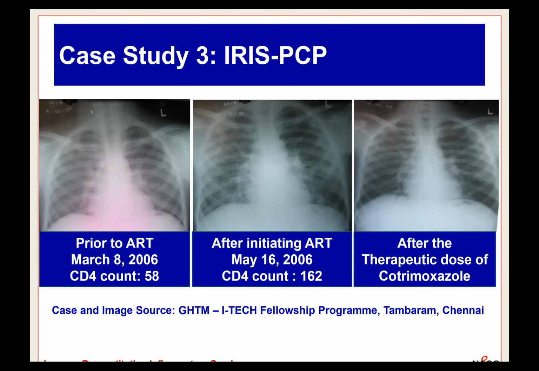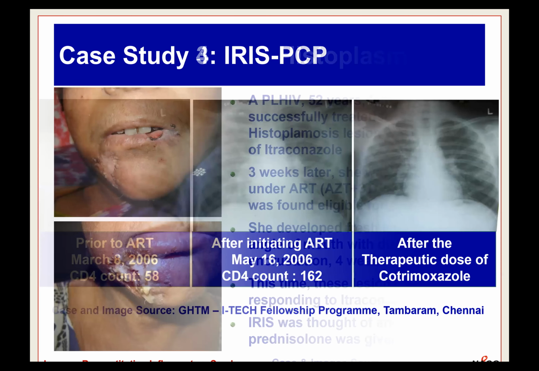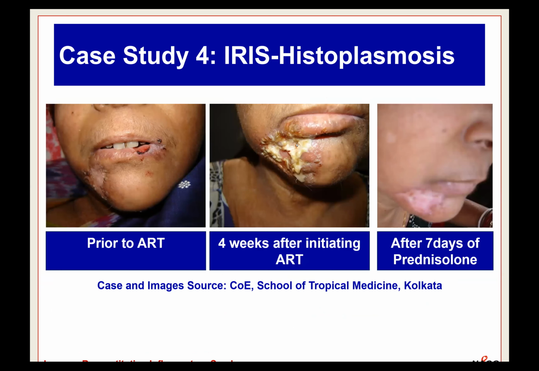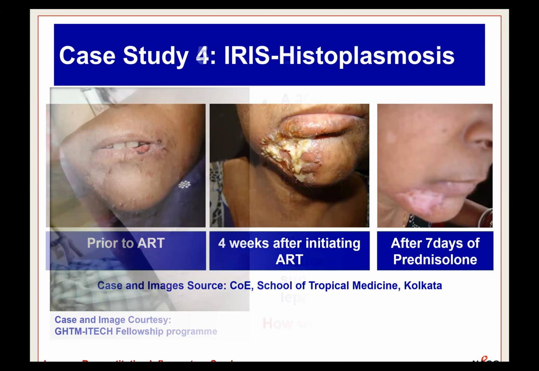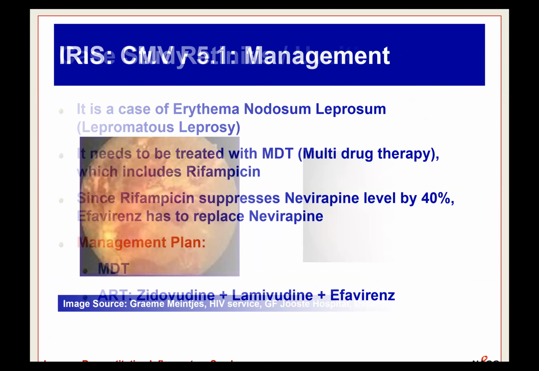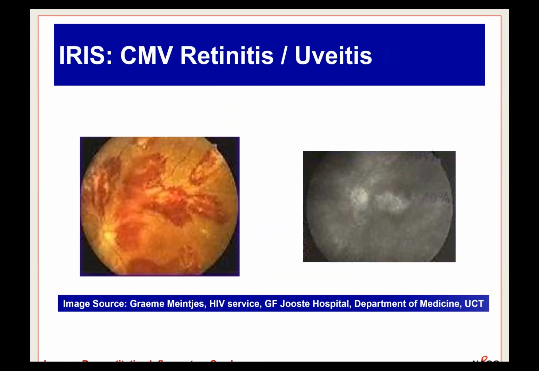This is another example of IRIS, histoplasmosis from Calcutta. After giving itraconazole, it was reduced, but then when ART was started, again this clinical picture had come up, and after starting steroid therapy, this is what was seen after 7 days of prednisolone. So this is how it works. This is another example of leprosy, and another example of CMV retinitis. So any OI can, after ART initiation, reappear or worsen as IRIS, which can be managed in these ways.